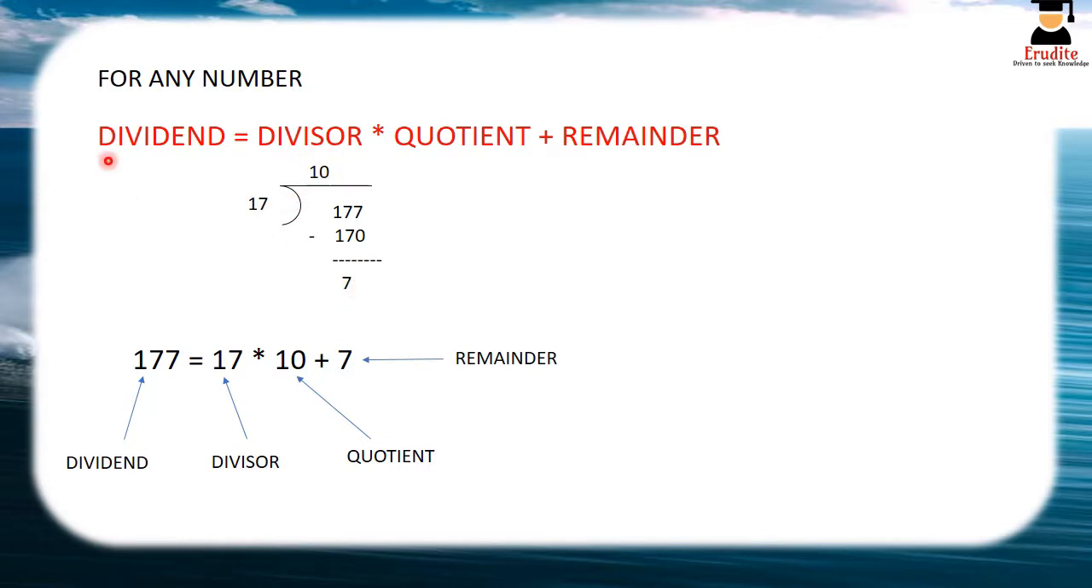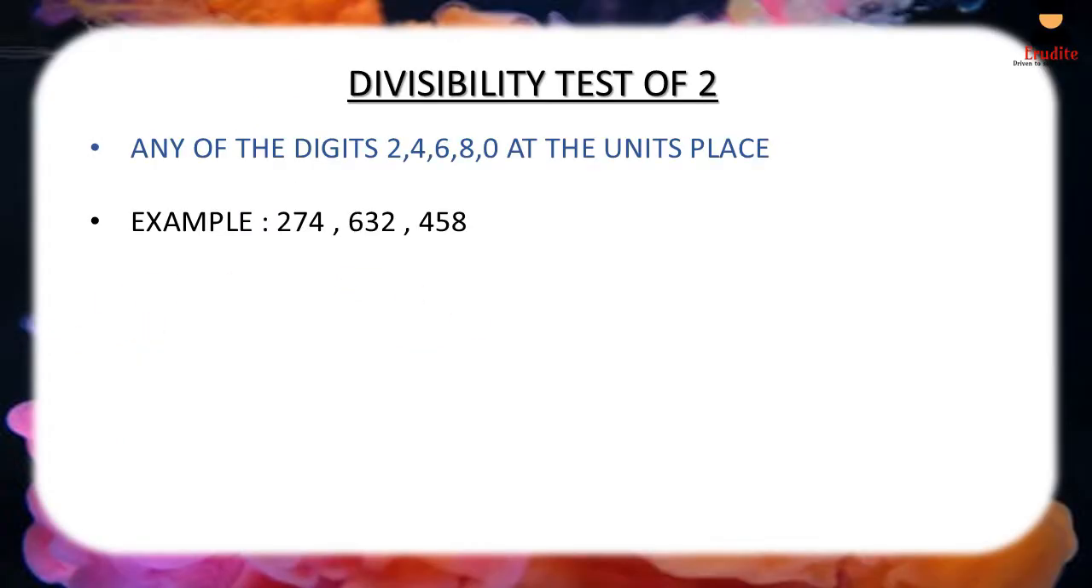So dividend equal to divisor into quotient plus remainder is a true rule for any division problem that you take. I have introduced you to the terms over here: this is the dividend, this is the divisor, quotient, and the remainder. For any number, if you are dividing it by any other number, you can always express it in this particular form. We are done with this part.